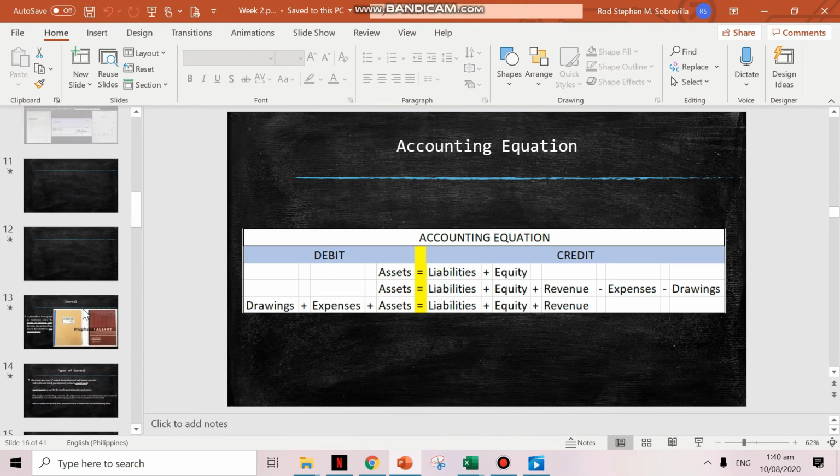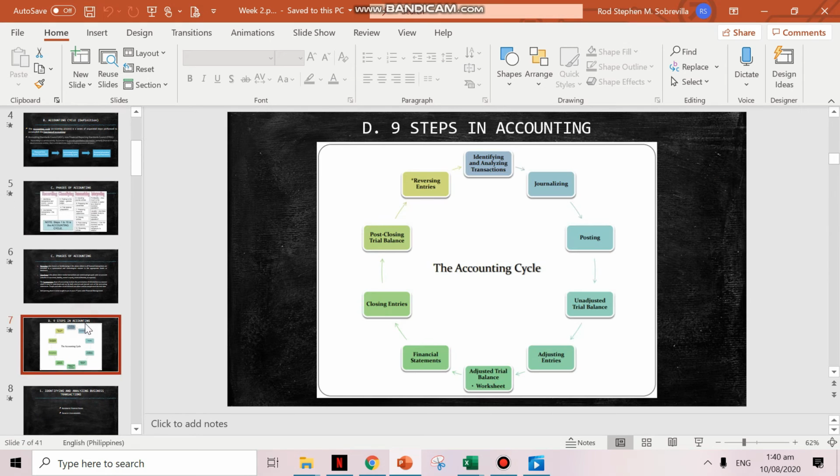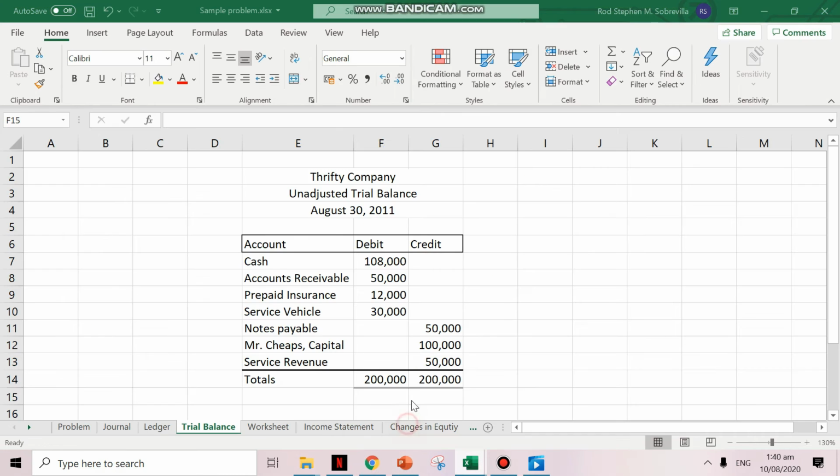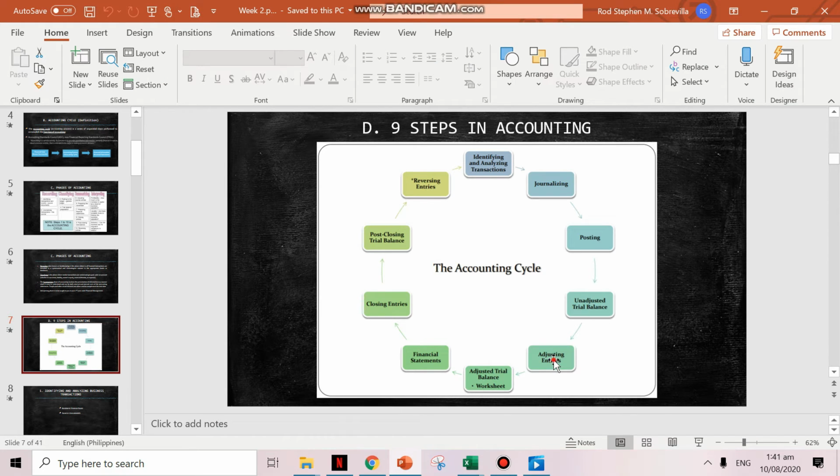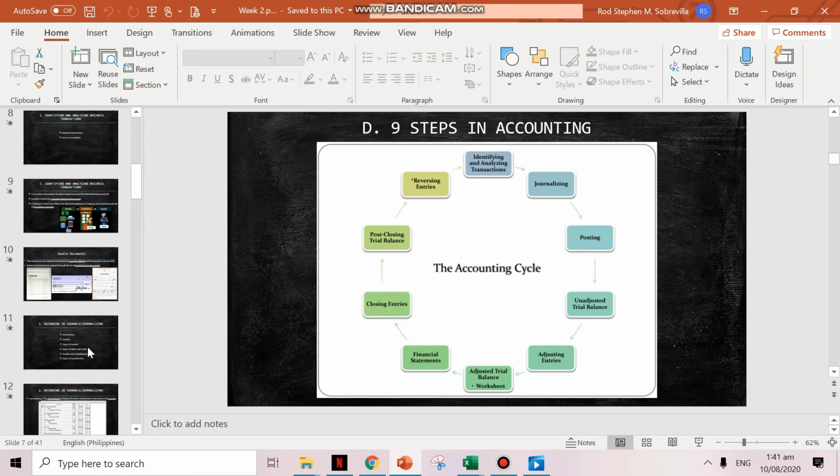Nasa na ba tayo? Diba? And identifying, journalizing, posting, unadjusted trial balance. Sorry. This is an unadjusted trial balance kasi hindi pa tayo nagkakaroon ng adjusting entries. Remember the label. And then, adjusting entries, hindi pa naman natin pag-aaralan yan. Adjusted trial balance. Pero yan, I'll teach you worksheet. Yung worksheet, di ba? Balikan natin.